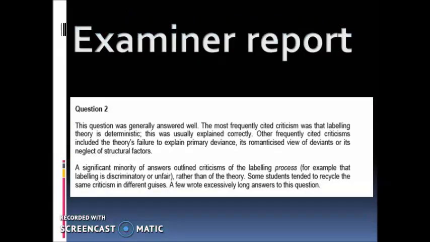So here is the important bit, the examiner's report. This question was generally answered well. The most frequently cited criticism was that the theory is determinist, and this was usually explained correctly. Thumbs up. Other frequently cited criticisms included the theory's failure to explain primary deviance, its romanticised view of deviance, or the neglect of structural factors, like what my student did. A significant minority of answers outlined criticisms of the labelling process, for example, it's discriminatory or unfair, rather than of the theory. Some students tended to recycle the same criticism in different guises or in different ways, and a few wrote excessively long answers to this question.